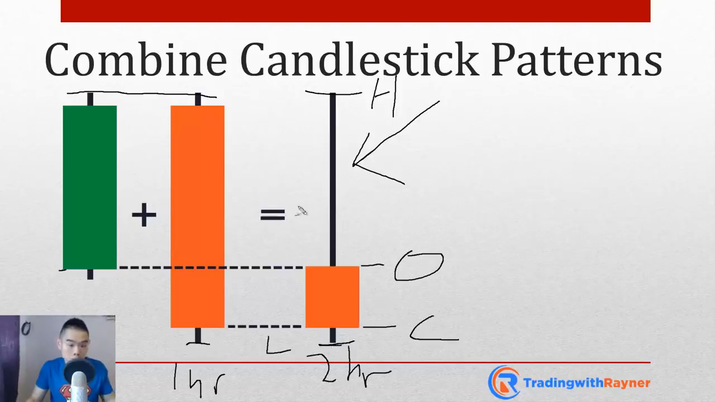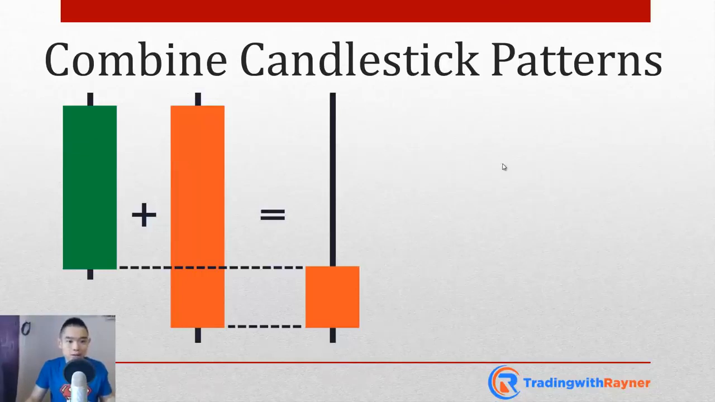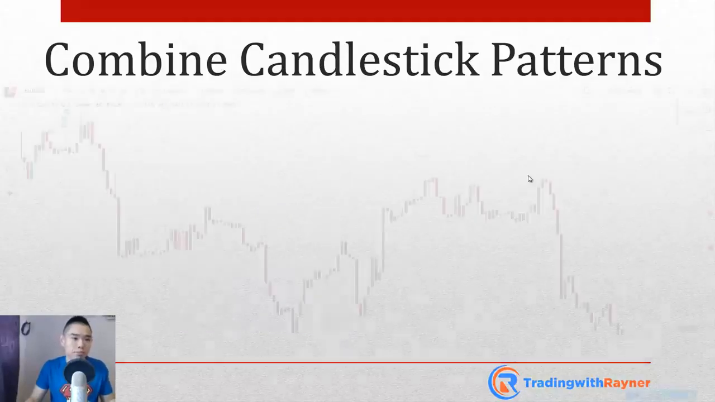And where is the close? Well, the close is essentially the close of the second candle, which is this one over here. This candle closed at this price level, and that's why you got this close. So when you combine these two candles, you're going to get this bearish looking price rejection on your chart. Does it make sense? Okay, let's look at some real examples.